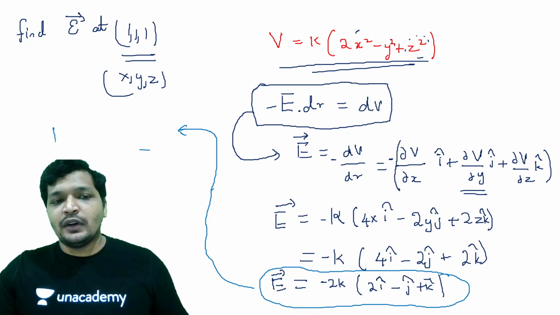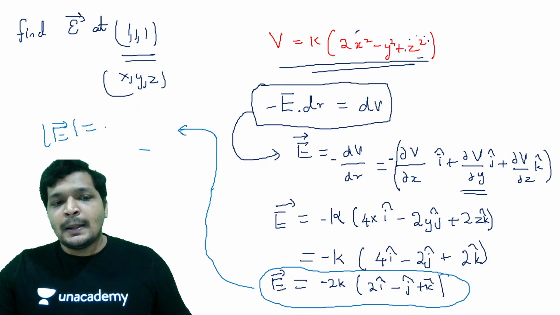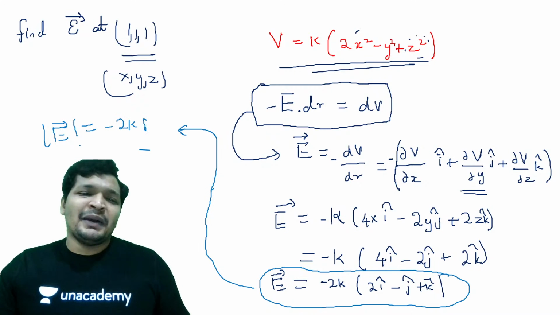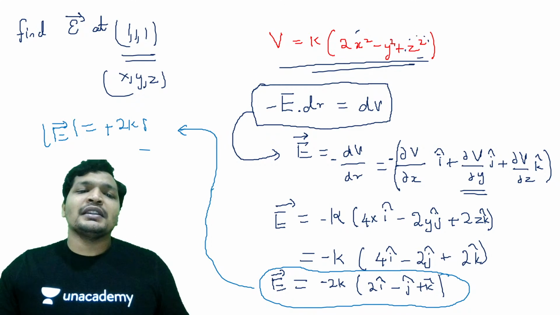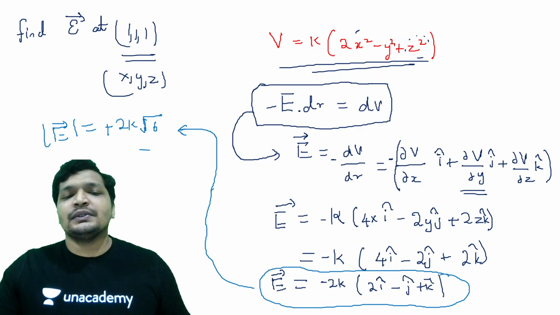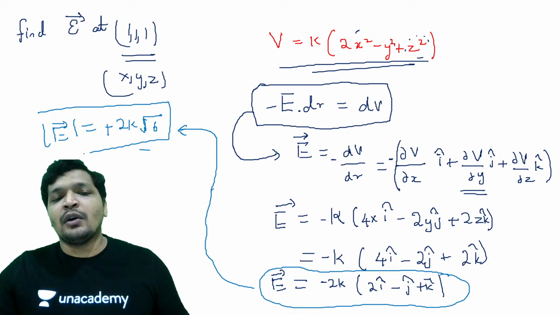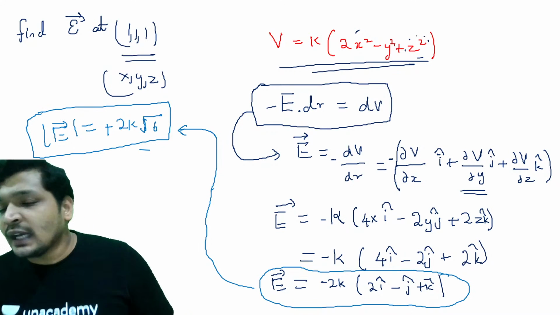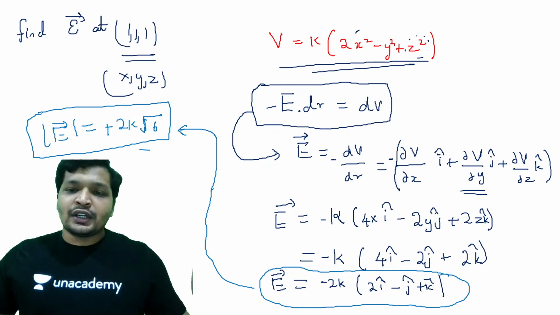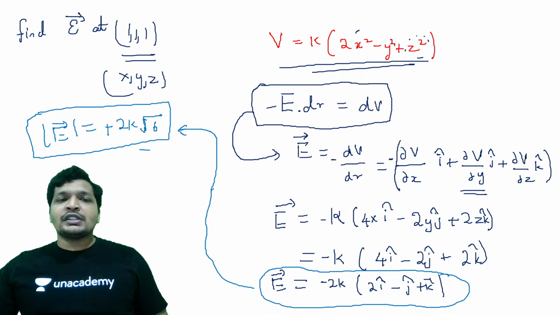Derive it from over here, and you would get it to be minus 2k, minus would not be there since magnitude, minus 2k under root 6. Well, this is the way to go about it. So let's say now this is a simpler case. Just note it down, guys. Note it down. So what was given in the question?